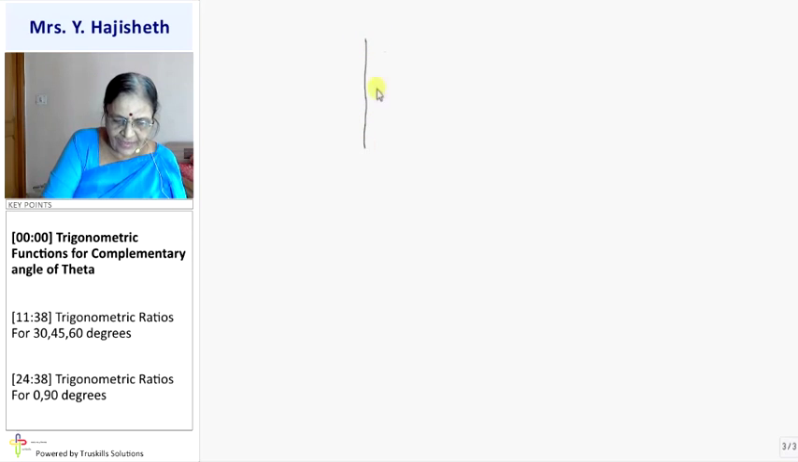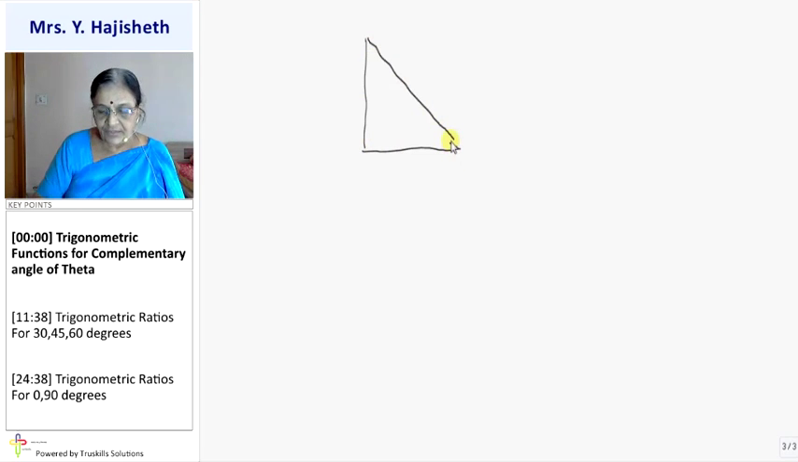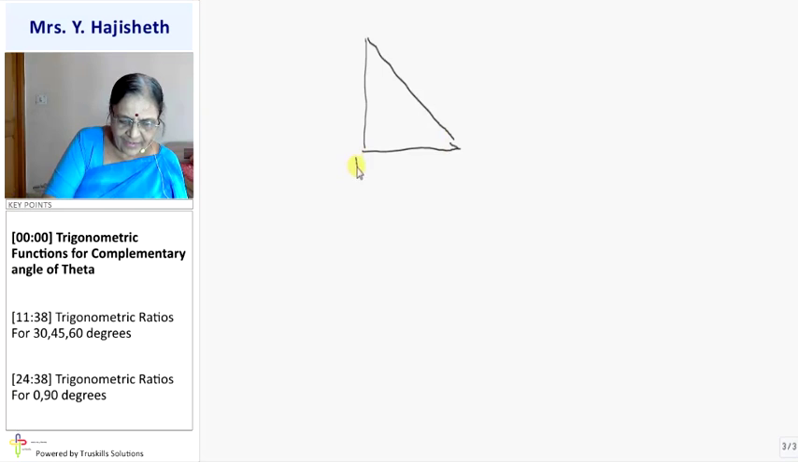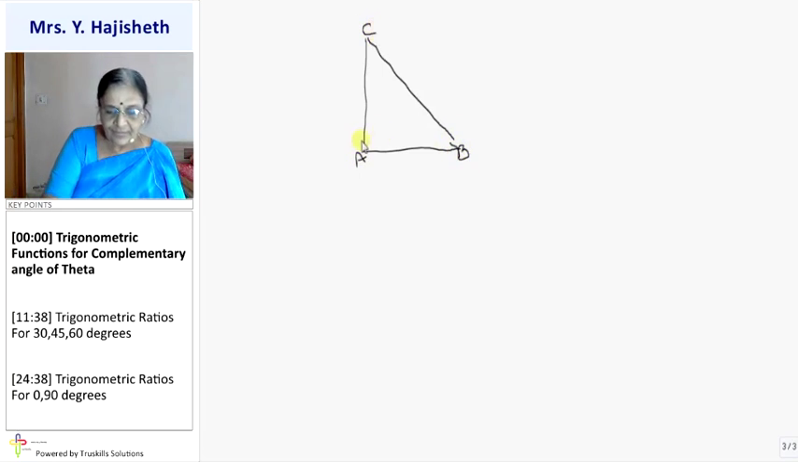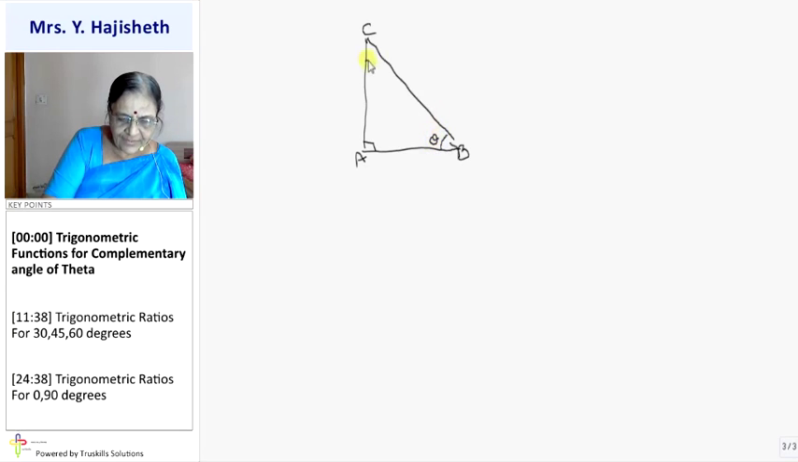Again I draw a right angle triangle, okay? The triangle ABC is right angled at A. This is 90 degree. This is theta. This is my 90 degree minus theta. This is the opposite side of theta, y. This is my adjacent side of theta, x, and this is r.